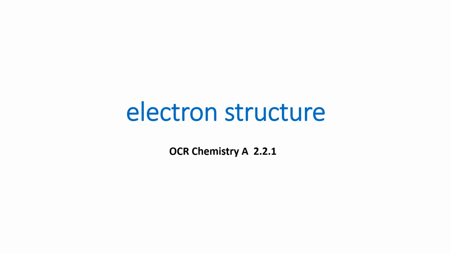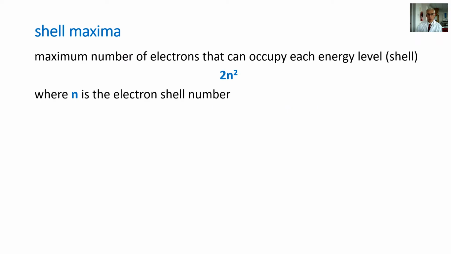Electron structure. You will have met in your pre-A-level chemistry the idea of there being a maximum number of electrons in any particular shell. Now those numbers that you've met were a simplification, and at A-level you will use the idea from quantum mechanics that the maxima are obtained from the formula 2n squared, where n is the electron shell number.